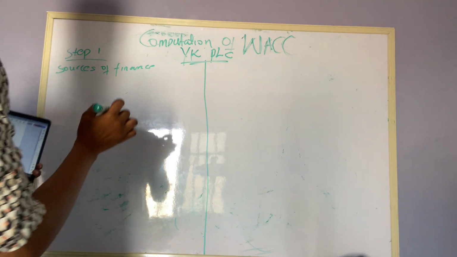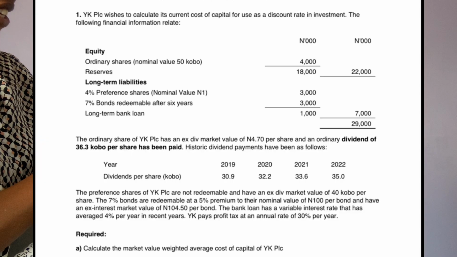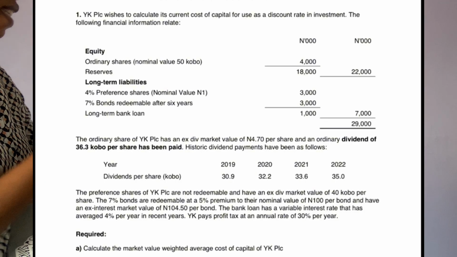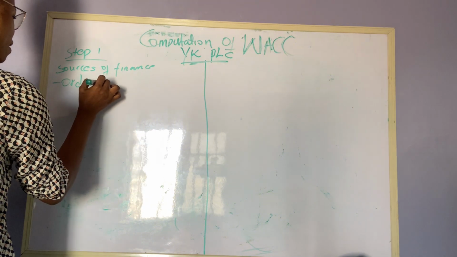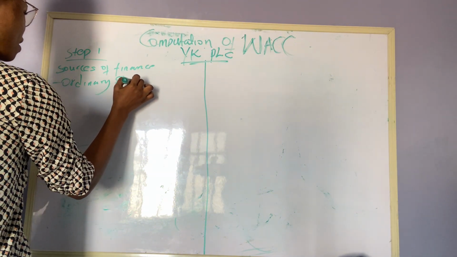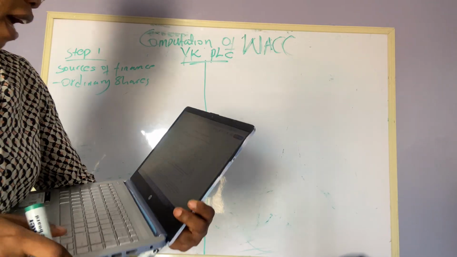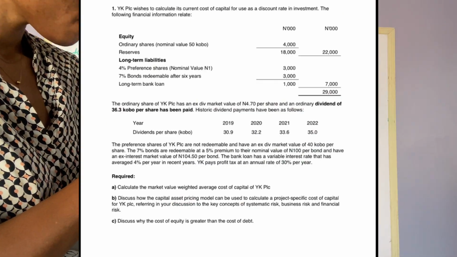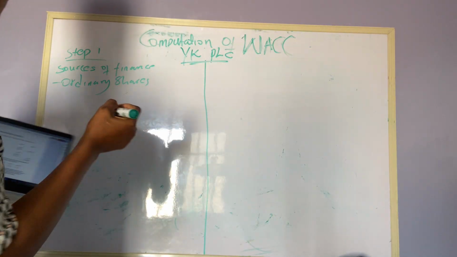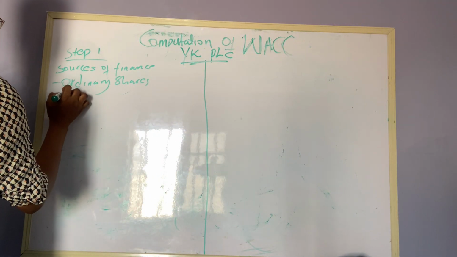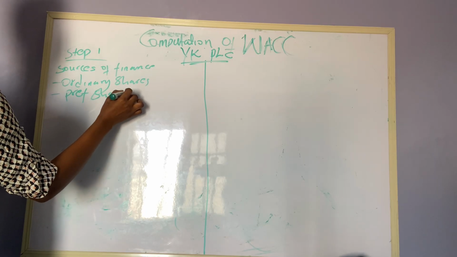So in this question now, our sources of finance, we have ordinary shares. That's equity, which means we are going to calculate cost of equity. Another one is we have preference shares. You understand? Preference shares, okay. Remember, this preference share is under debt.